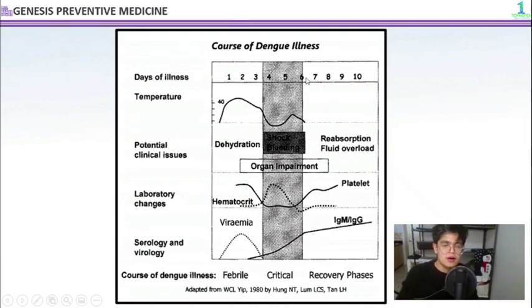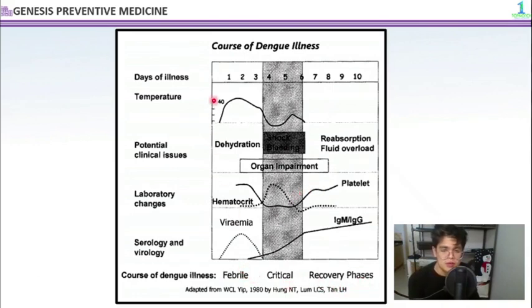So as a sort of summary for the course of dengue illness for the natural history, there is this diagram to demonstrate the temporal sequence with which the dengue signs, symptoms, and laboratory changes occur. So let's go through each. Let's dissect the diagram one by one, detail by detail. Days of illness 1 to 10. And here at the bottom, febrile, critical, and recovery phases.